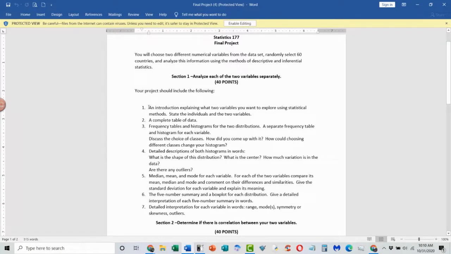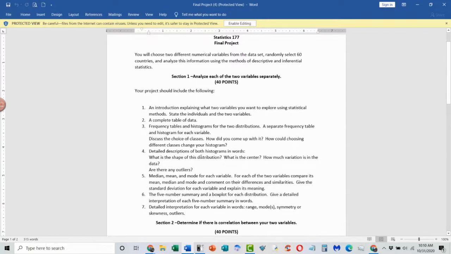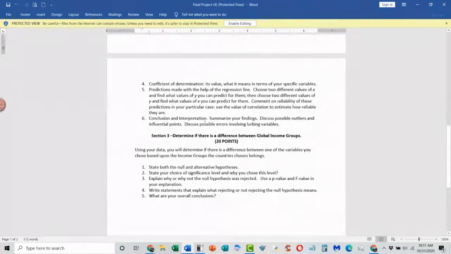You could have done these by week four. By week three, we've done all that stuff. Section two has to do with doing a regression, which we haven't learned yet. This is chapter 12. And section three is doing a hypothesis test on the two things, based upon whether it's high or low income. We're going to learn how to do this next week, so you could get this part done after next week. So before test three happens, you can have two parts of the final all done.